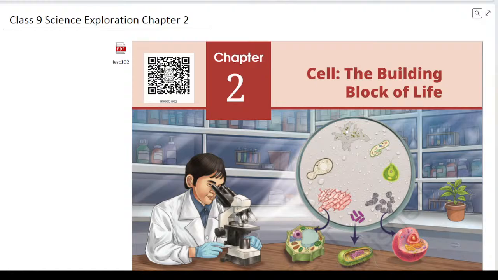So this is chapter number 2, which is actually the first chapter of bio in your book. And this is going to be a lengthy chapter because if you compare it with past year, not many activities are being added in this chapter now.